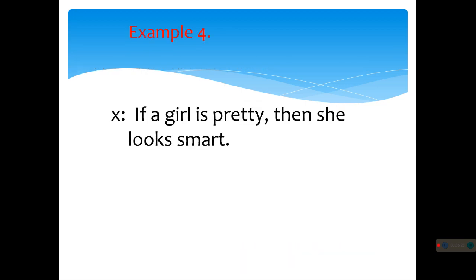Example 4. We have, if a girl is pretty, then she looks smart. Anna is pretty.